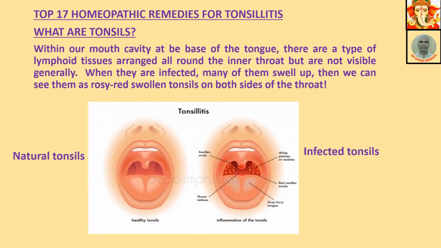Top 17 Homeopathic Remedies for Tonsillitis. What are tonsils? Within our mouth cavity at the base of the tongue, there are a type of lymphoid tissues arranged all around the inner throat but are not visible generally. When they are infected, many of them swell up. Then we can see them as rosy red swollen tonsils on both sides of the throat.